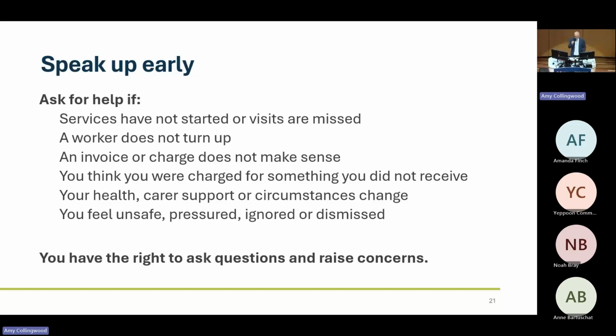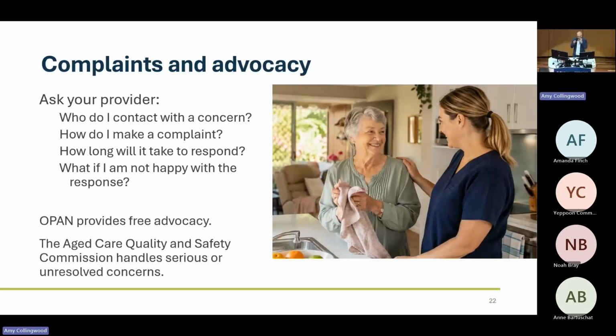And just a bit about complaints and advocacy. The Aged Care Quality and Safety Commission is probably worth knowing. If you can't resolve things with your provider, you can certainly go to OPAN as well. But if we've seen lots of complex problems and long-standing problems, that's when the Aged Care Quality and Safety Commission can really support you to get resolution. Yes. So OPAN's older persons network, essentially, they're an organisation that are funded through the Commonwealth Government to specifically help advocacy in the aged care space.